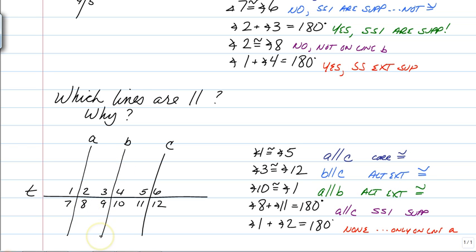And the last one is no, again, because 1 and 2 are only on line A. You don't have any angles on line B or C. So a line can't be parallel to itself, so there are no parallel lines there.